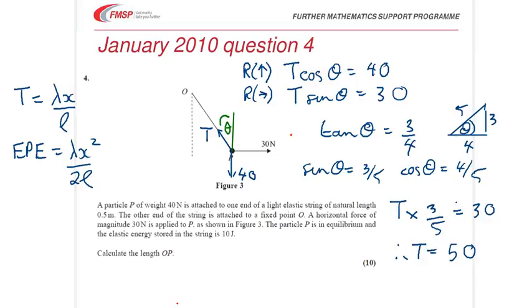Now how does that help? Well, tension is related to extension. We also know, if you read the question, read it again if you haven't noticed, that the elastic potential energy is 10. That's what they tell us in the question. So this is going to give us two equations. There are two unknowns because they haven't told us lambda. L is 0.5.